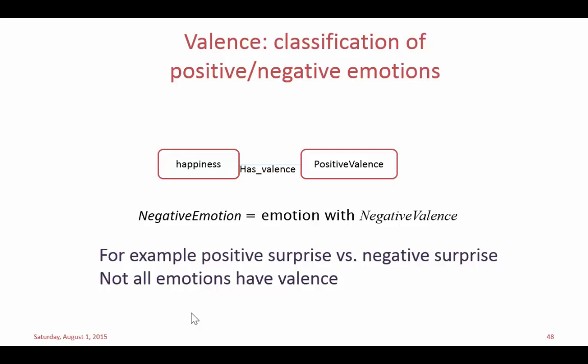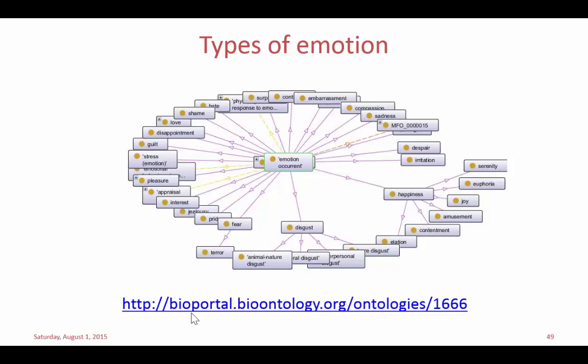Now, emotions come with valence, so we need positive valence, negative valence, and then we have neutral, neither positive nor negative. So happiness has positive valence. Not all emotions have any valence. Anger has negative valence.